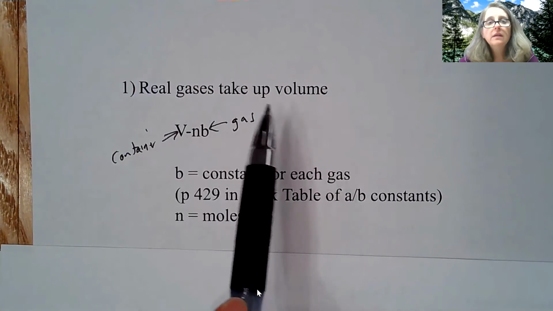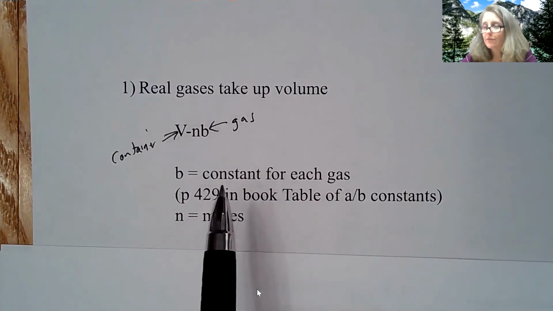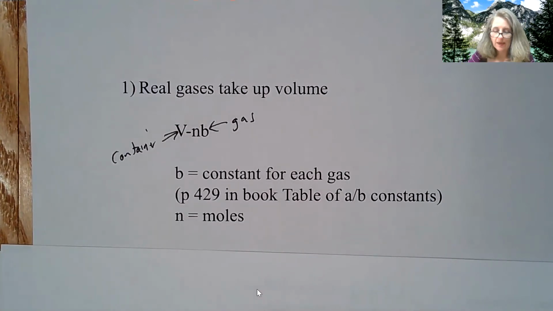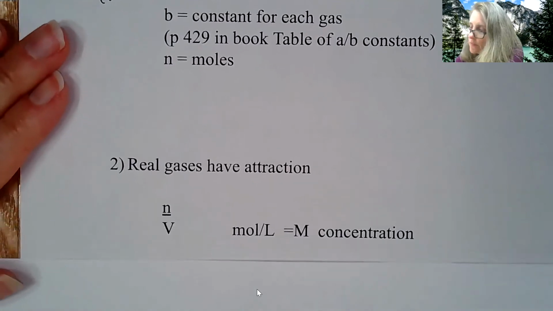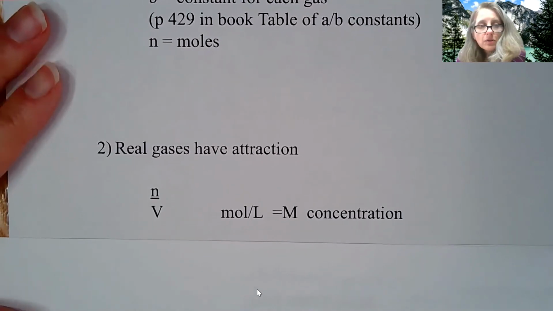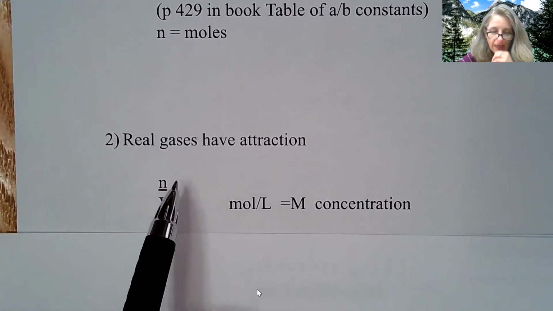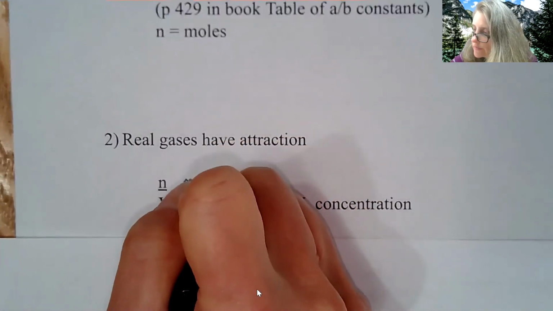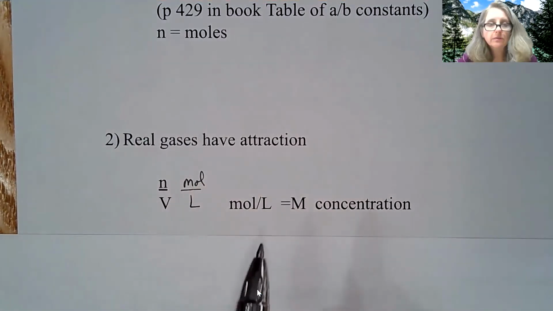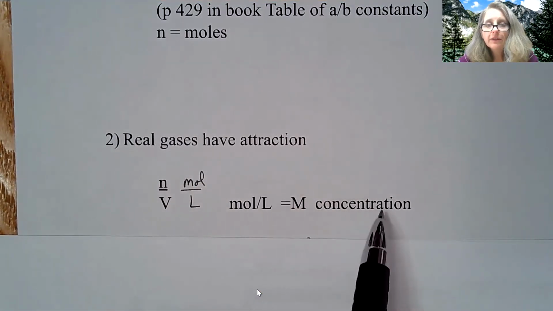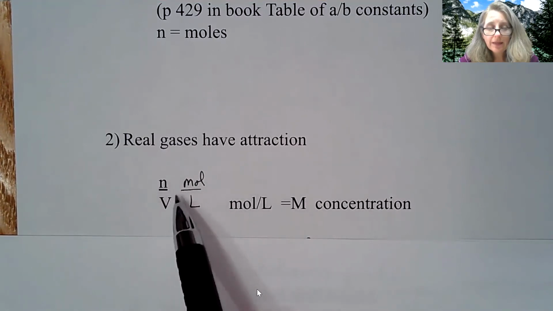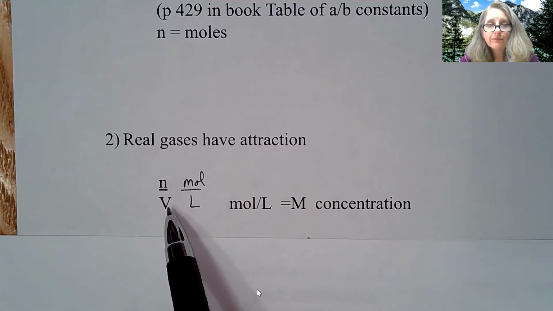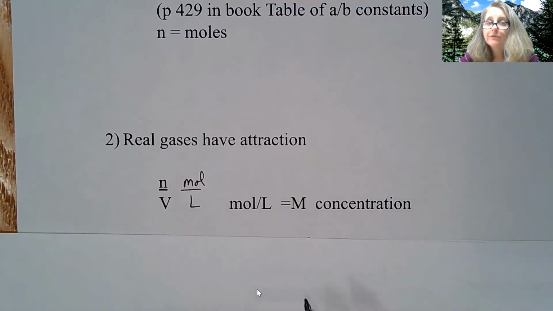So we can use this equation instead for volume, because we know that gases take up space. We also know real gases have attraction to each other. So we are going to take care of that using n over V. Well, n over V is moles per liter, so that is a unit of concentration we talked about before called molarity. Depending upon how much I have per unit volume, I'm going to have more and more attractive forces.